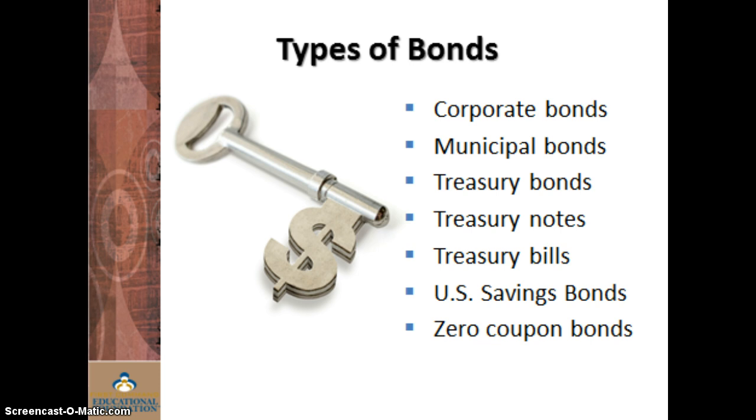Treasury bill, an instrument issued by the United States government. Maturities range from 3 months to 2 years. U.S. savings bond, government issued and backed debt instruments that make periodic interest payments. Zero coupon bond, bond with no periodic interest payments. The investor receives one payment of principal and interest at maturity.